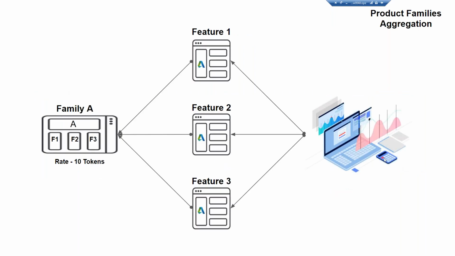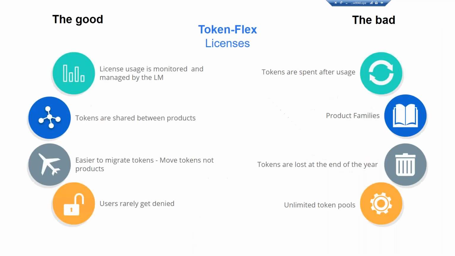Also, it has product family aggregation. Now, a family is like a package. You can't really get a single feature, you get a family of features, which is like getting from a catalog. Now, what are the pros and cons here?